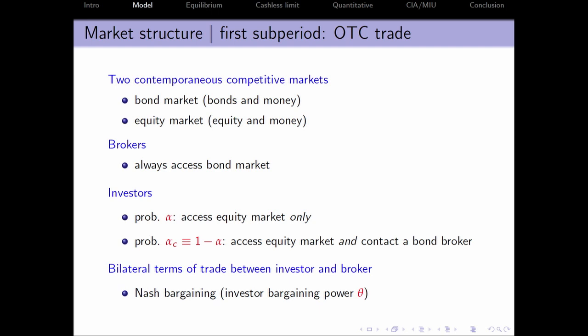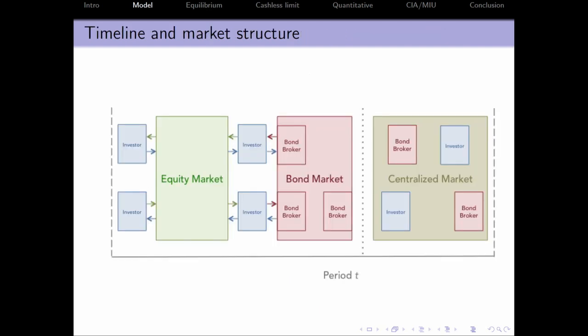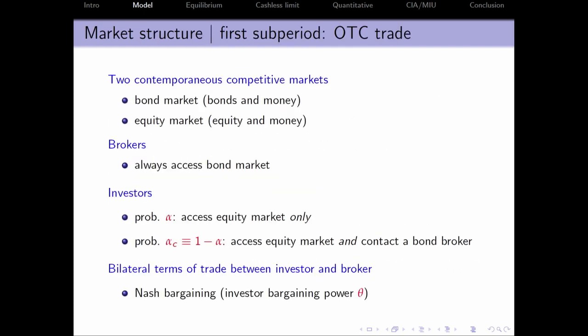This is the same picture I showed you earlier. There's two contemporaneous markets, right? The bond market, where you can trade bonds and money. The equity market, where we can trade equity and money. Brokers always have access to the bond market. You have these two markets running simultaneously every first half period. Investors have access to the equity market with probability alpha. With probability 1 minus alpha, they have access to both simultaneously. That's what I was showing you here. So alpha, 1 minus alpha. Sometimes I'll call it alpha C for credit, because it doesn't fit.